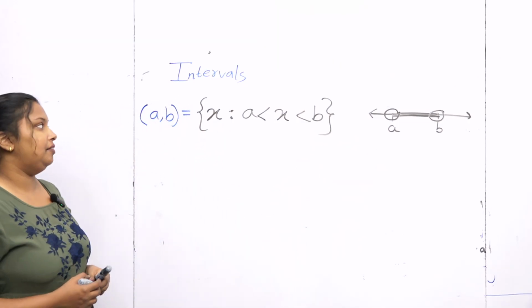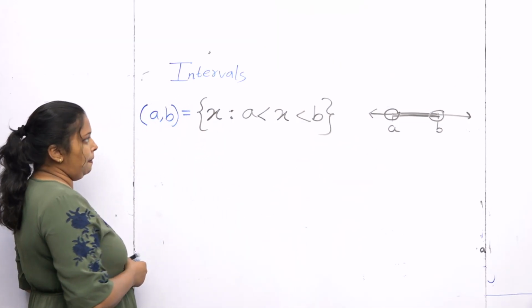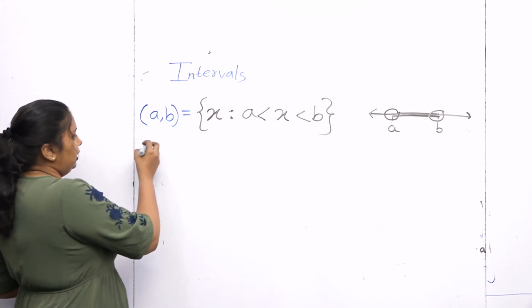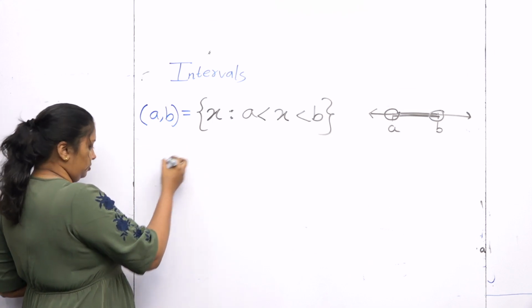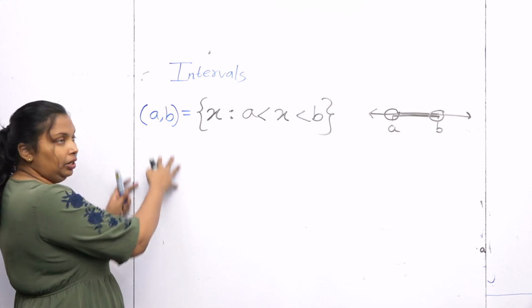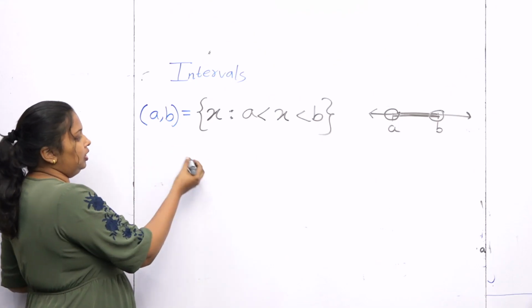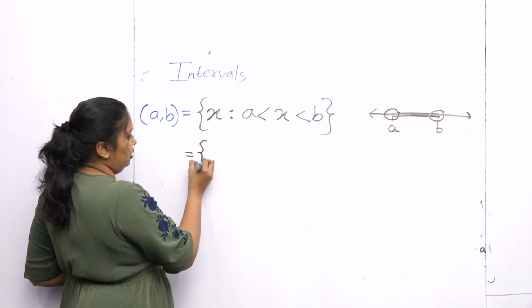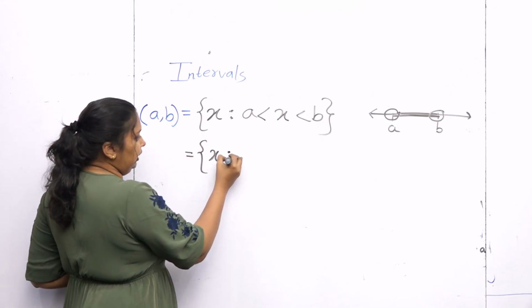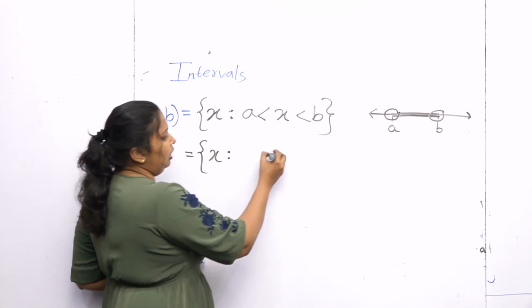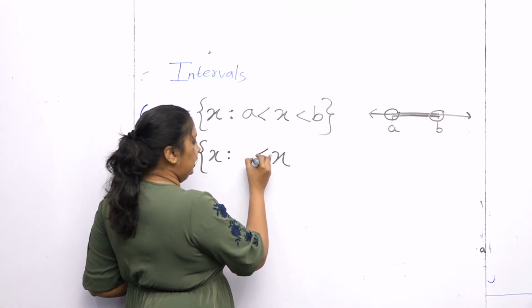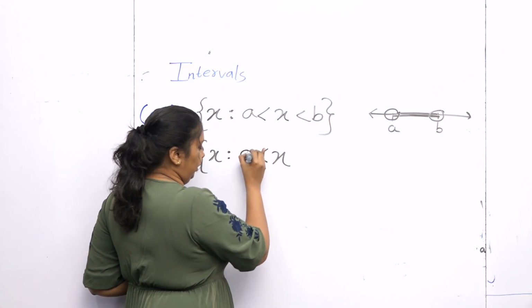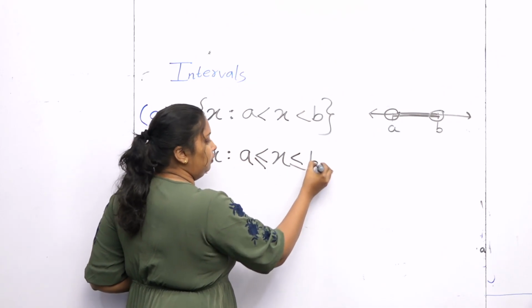Clear? Right. The next one is this one. Now I am introducing these notations newly. x is an element such that x is greater than or equal to a and less than or equal to b.